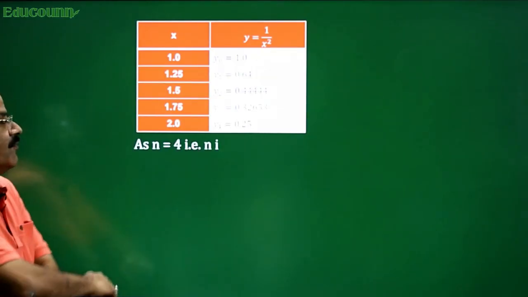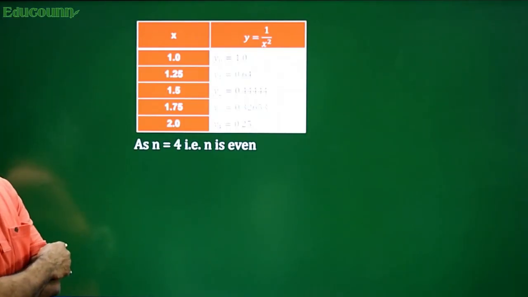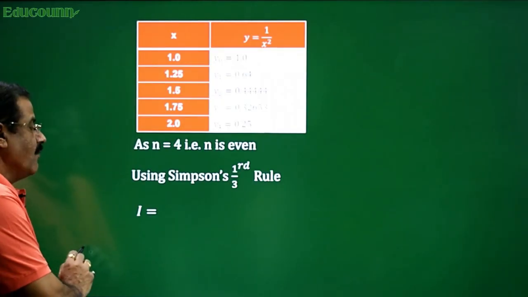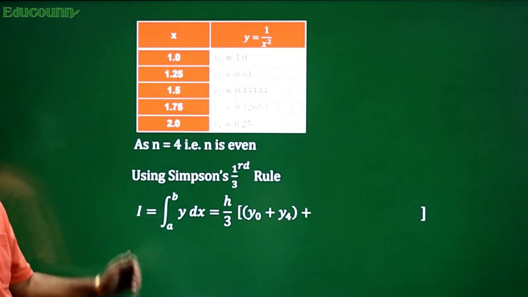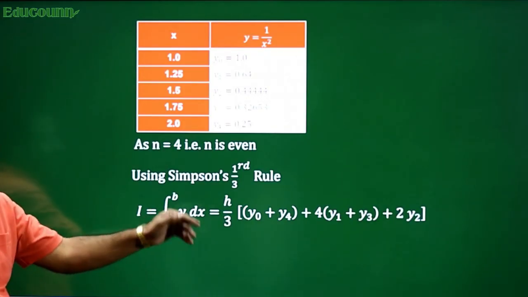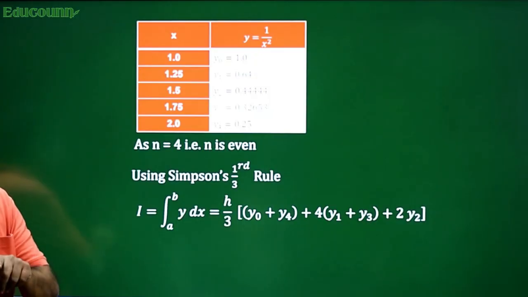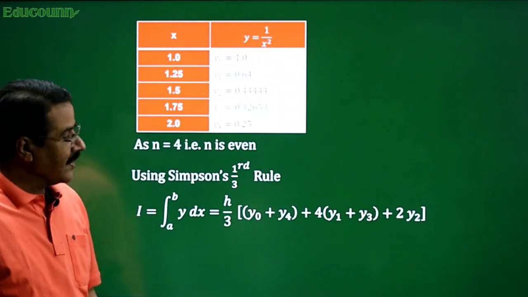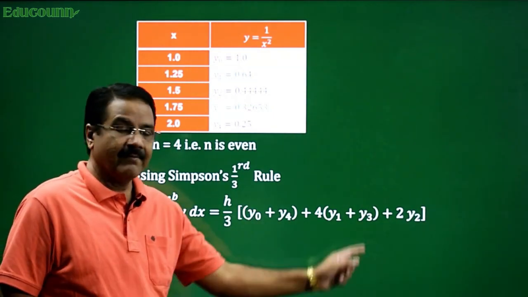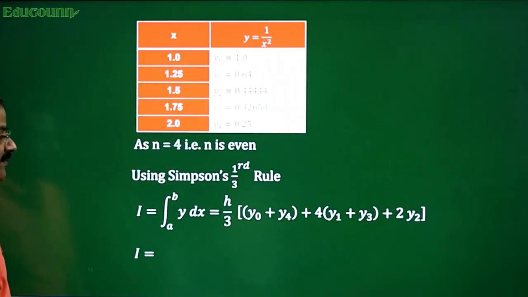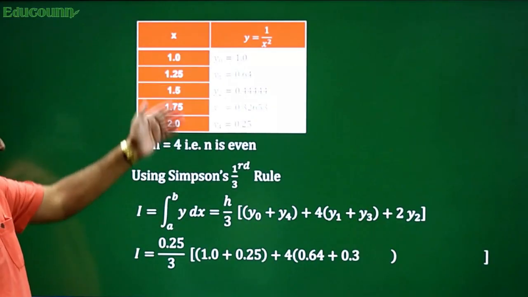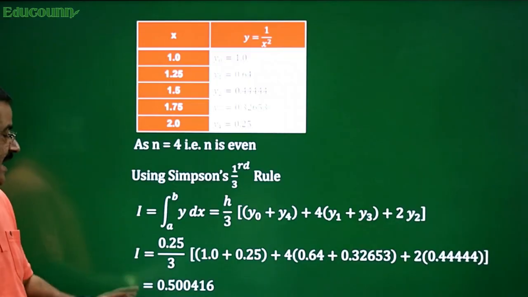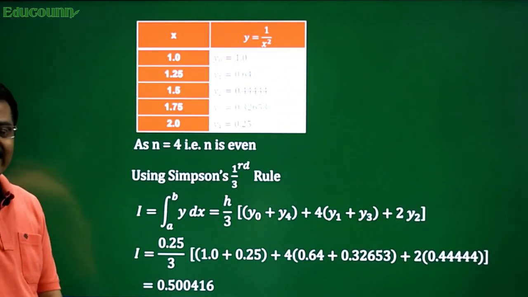And now here, as we discussed earlier, since the value of n is even, we are going to apply Simpson's 1/3 rule. We are going to write down the formula first, that is I is equal to integration from a to b y dx, h by 3. Now remember, since the value of n is equal to 4, here y0 plus y4, and then 4 times y1 plus y3, plus 2 times y2. So this formula is to be used. Put all these table values in this formula to find out the value of I, which is approximately equal to 0.5.